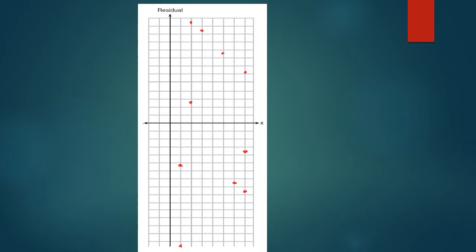As you take a look at this residual plot, we see that we have no specific pattern, which means that the residual plot supports the value of the correlation coefficient, and that the linear model is a good model to represent the data in the table.